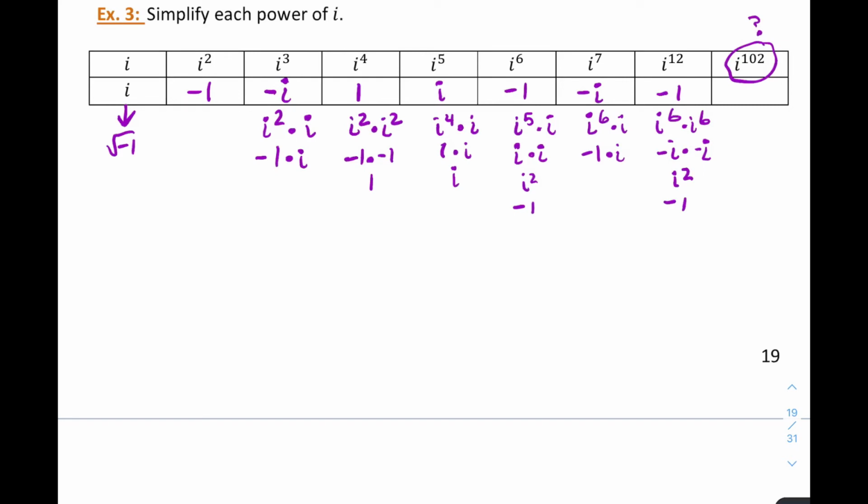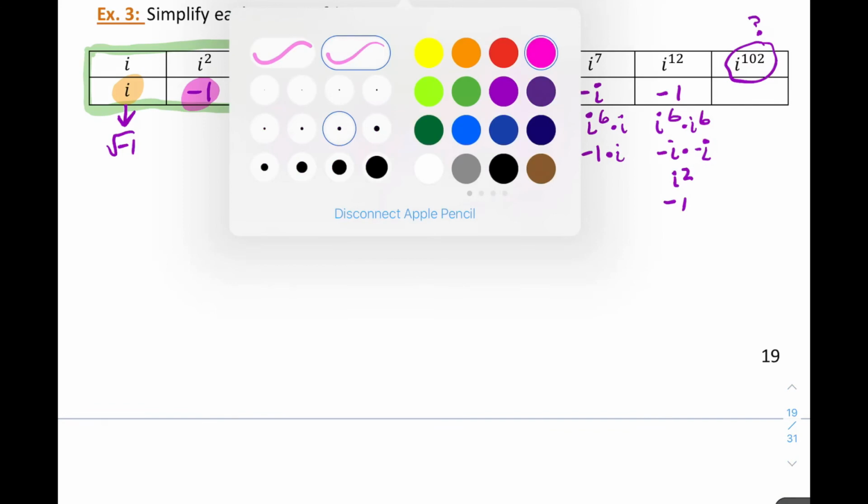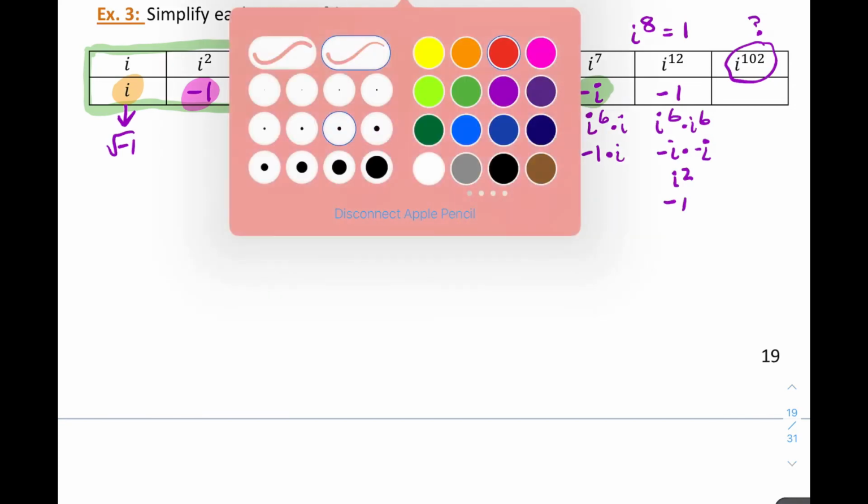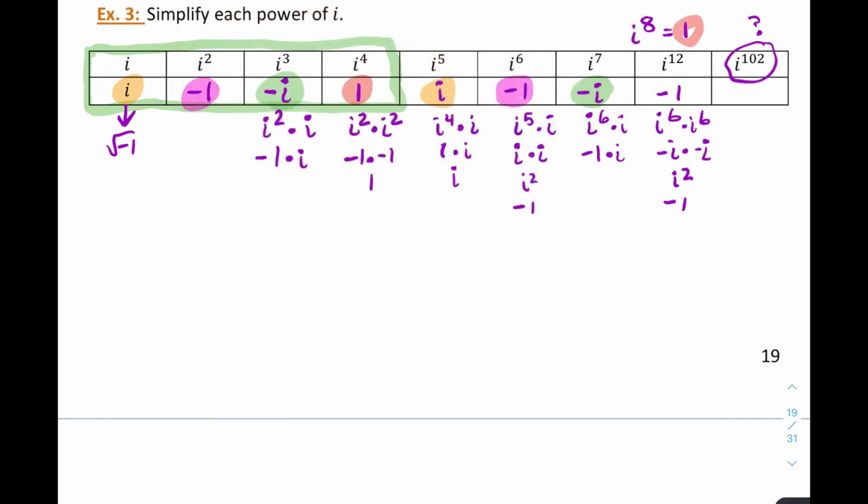i to the 102nd power. Oh, I'm not going to complete this chart that far. Let's think about patterns that we notice. If you look at these first 4 powers of i, i to the 5th and i to the 1st came out to equal the same thing. So did i squared and i to the 6th. So did i to the third and i to the seventh. And if I was to do i to the eighth, i to the fourth times i to the fourth would give me just a positive 1 again. So really we're just cycling through this pattern every 4 factors of i.